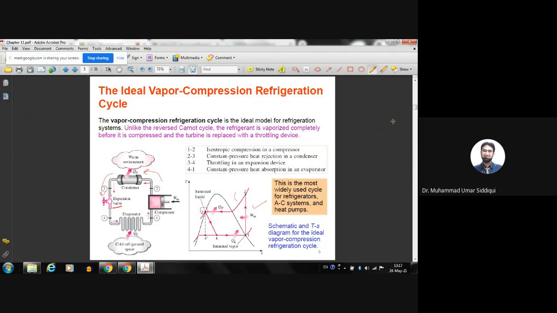It is composed of four processes. 1 to 2 is isentropic compression. 2 to 3 is constant pressure heat rejection in a condenser. 3 to 4 is throttling in an expansion device. 4 to 1 is constant pressure heat absorption in an evaporator. And these are the four processes and the four devices. In a cyclic manner, this is how the system works. So the schematic diagram and the TS diagram are shown to you.